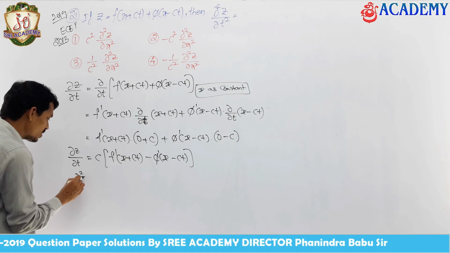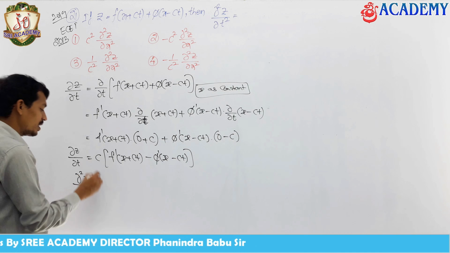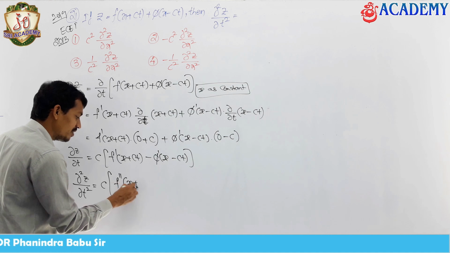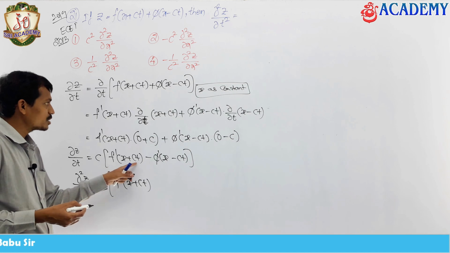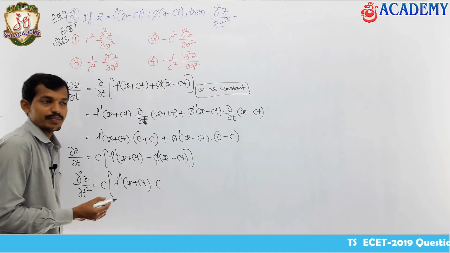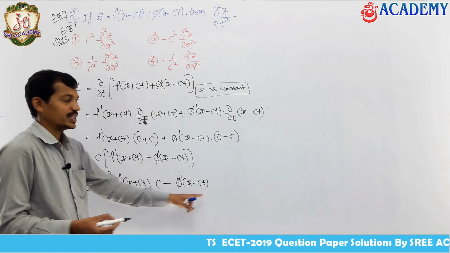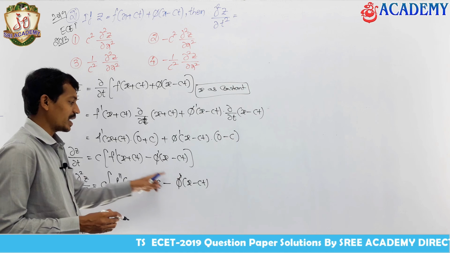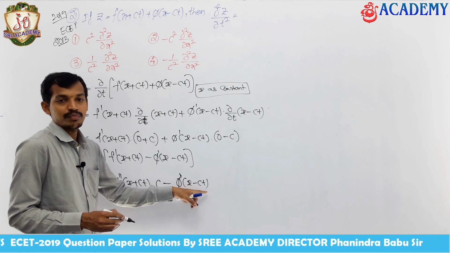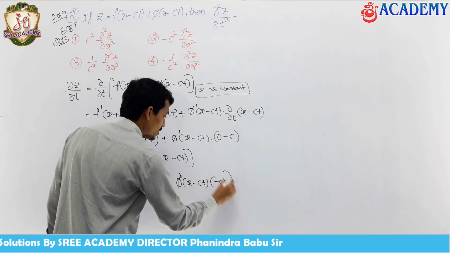I am finding dou square z by dou t square, which means once again taking the partial derivative with respect to t, where c is already there. The partial derivative of f dash is f double dash of x plus ct, and x plus ct derivative is c. Then minus pi dash of x minus ct, whose derivative is pi double dash of x minus ct, and once again x minus ct derivative is minus c, multiplying with minus c.